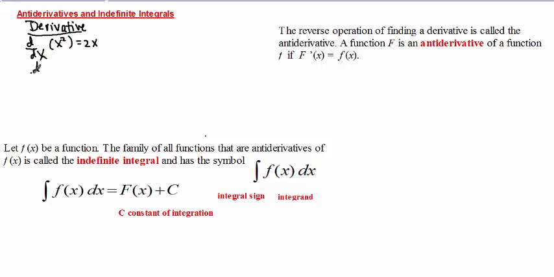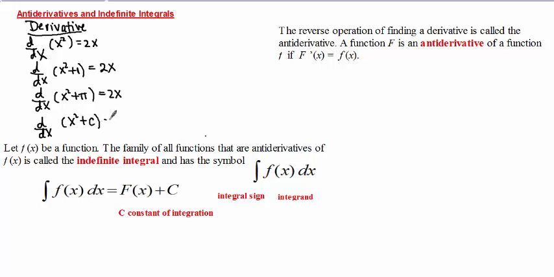If I apply the derivative operator to x squared plus 1, I will also get 2x, because the derivative of 1, being a constant, is equal to 0. The derivative of x squared plus pi is also 2x. Pi is a constant, its derivative is 0. In general, the derivative of x squared plus c, c being a constant, is 2x.